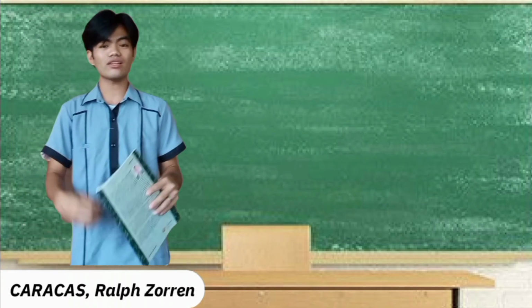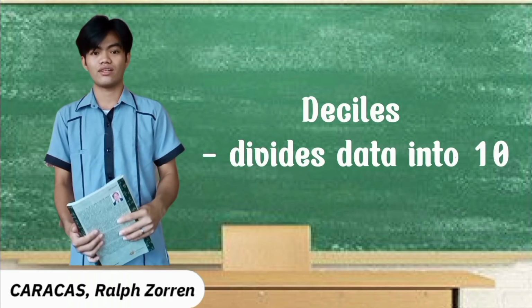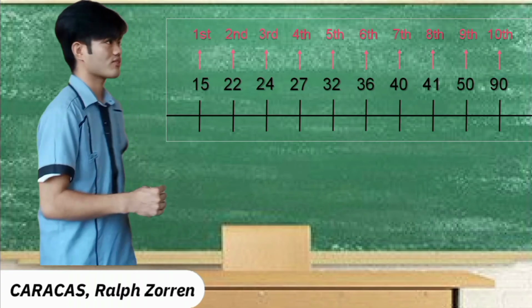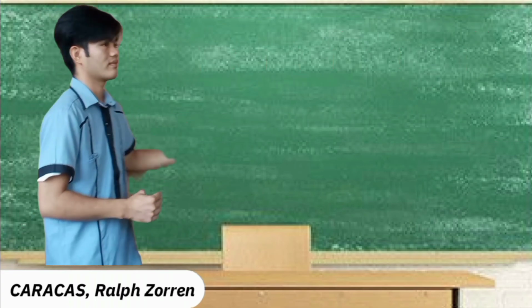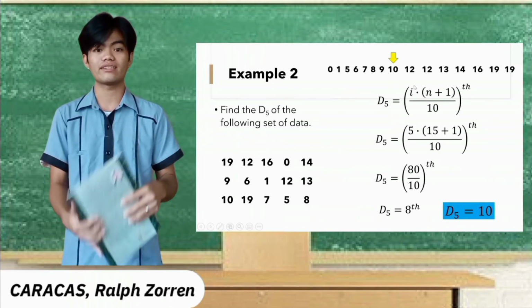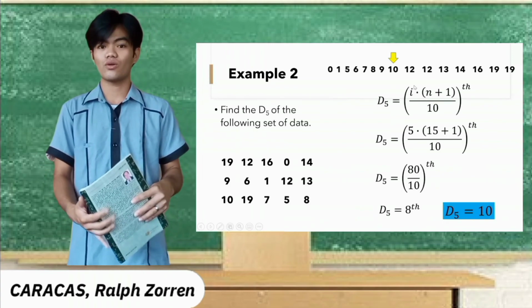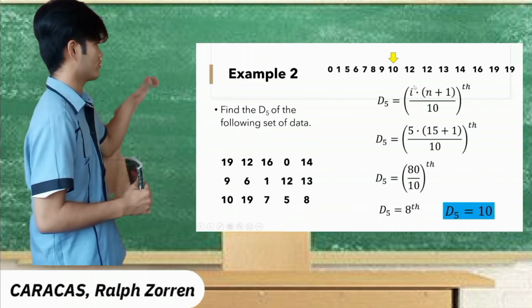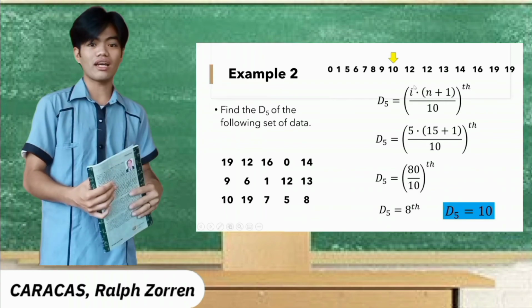Okay, so now let's talk about deciles. Deciles divide data into 10. So the deciles are like this. Let us have an example. Find the 5th decile on the following data. Same as in quartiles, we will arrange the numbers or the data from least to greatest. The formula and solution is like this.